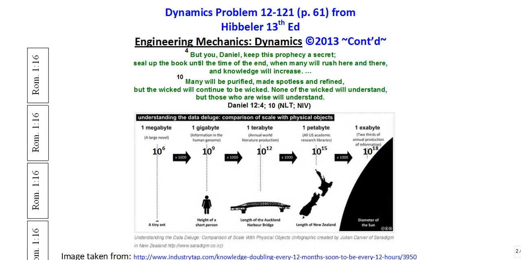Then you look at verse 10 out of Daniel chapter 12, and let me read that. It says, "Many will be purified, made spotless and refined, but the wicked will continue to be wicked. None of the wicked will understand, but those who are wise will understand." So the message for the day is be wise. See that something written 2.5 millennia ago bears very nicely in today's world, and isn't it spot on?